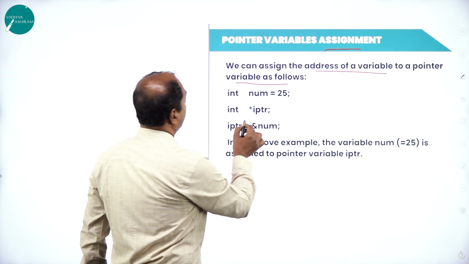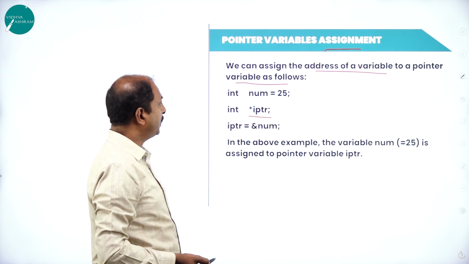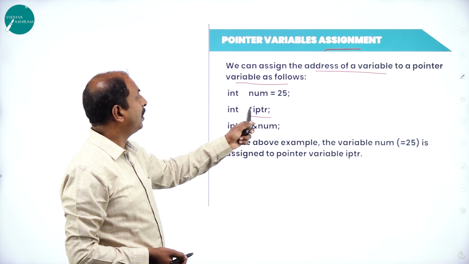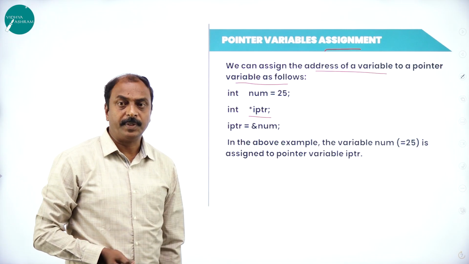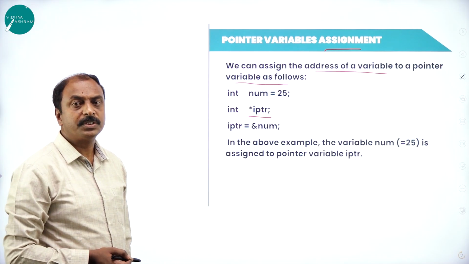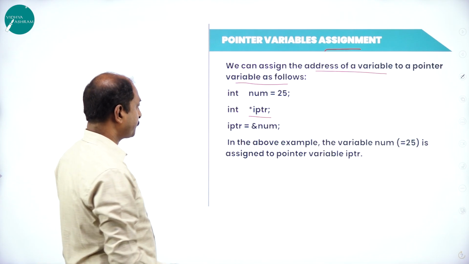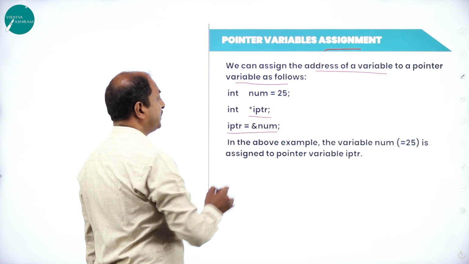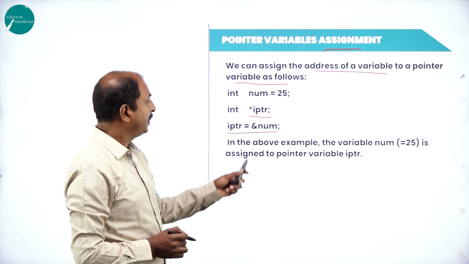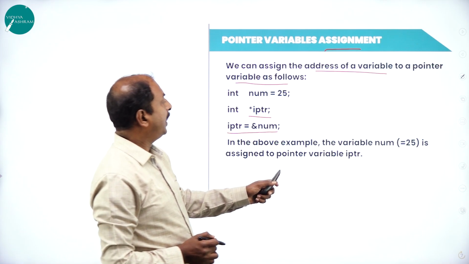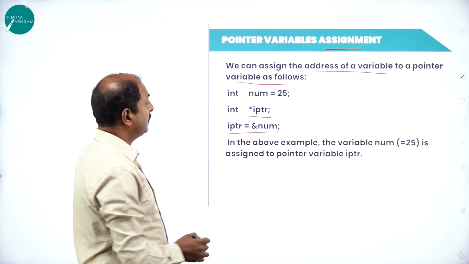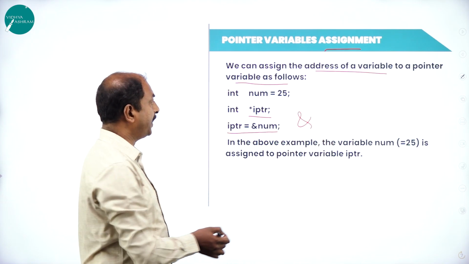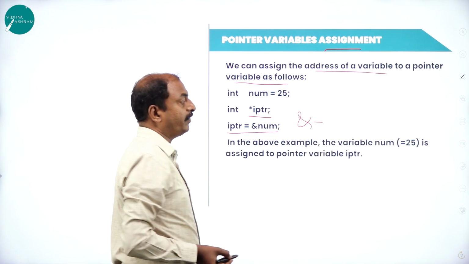And here int star iptr, please observe this. The star or asterisk indicates a pointer variable. So iptr is a pointer variable. It stores the address of some other variable. Next one is iptr equals ampersand num. Here this ampersand, the and symbol, stands for the address of a variable. It indicates the address of a variable.